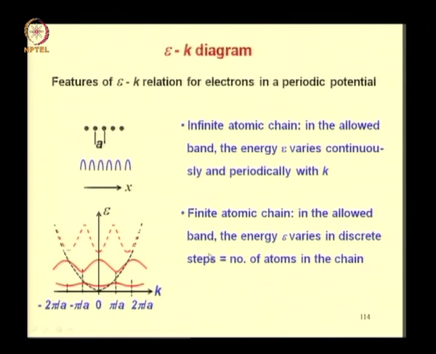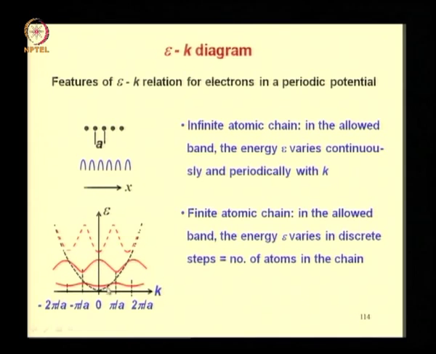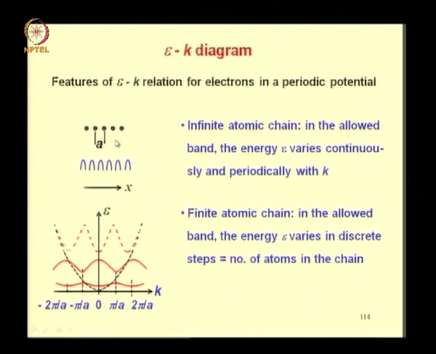In this case, in the allowed band, the energy E varies in discrete steps, and the number of discrete steps is equal to the number of atoms in the chain. So here is an example shown for this band. Now similar discretization will happen for each of the other bands which has not been shown in this figure. So you can see here that this allowed band has 5 discrete energy levels, 1, 2, 3, 4 and 5. Why? Because there are 5 atoms here, 1, 2, 3, 4, 5. So 5 atoms in the chain, and therefore this allowed band gets discretized into 5 energies.